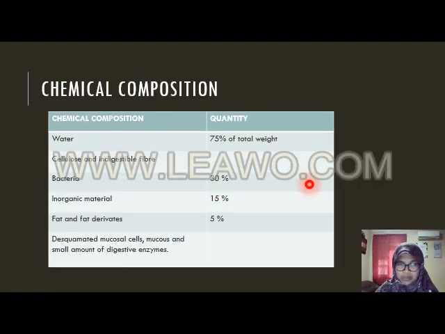In terms of chemical composition of feces, it is mainly water, about 70% of total weight, and apart from that there are cellulose, bacteria, inorganic material, fat and fat derivatives, and also desquamated mucosal cells, mucus, and a small amount of digestive enzymes.